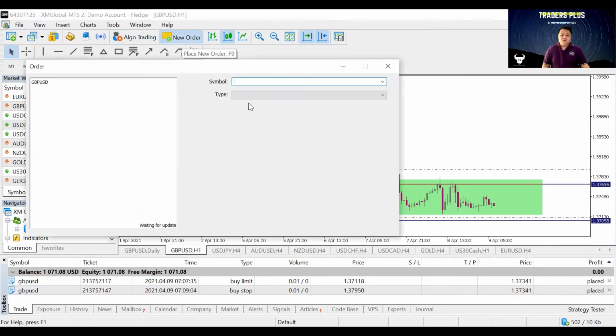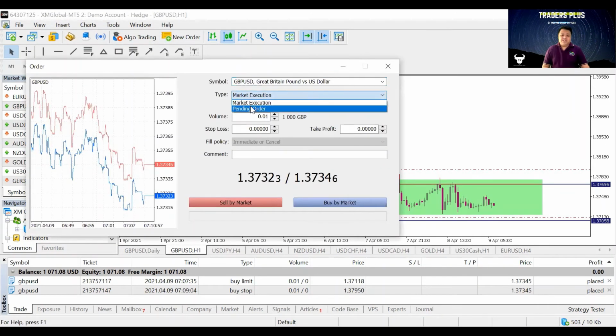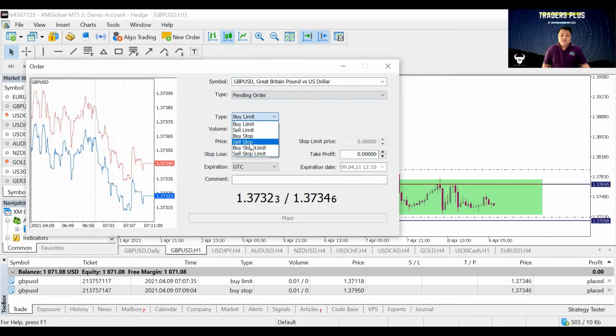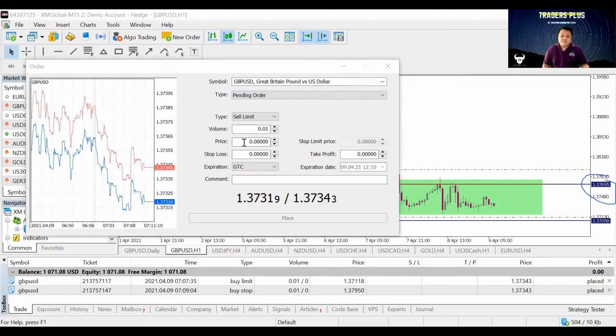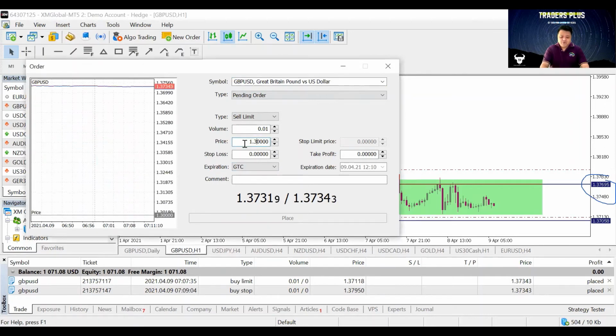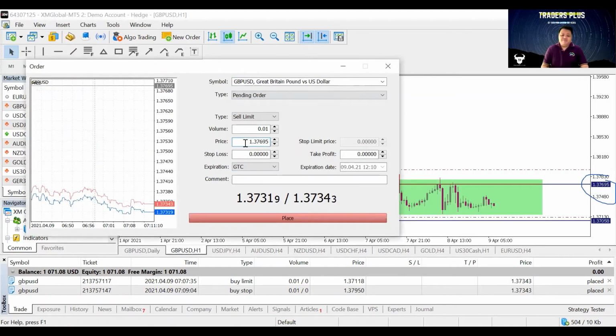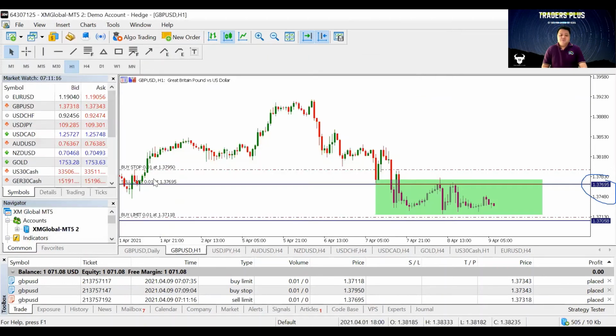Okay, so change the market execution to pending order, sell limit. Okay, and then where is your price you want to sell at this level? 1.37695. So you're going to place that. 1.37695. Place. There you go. Where's your sell order? It's here.